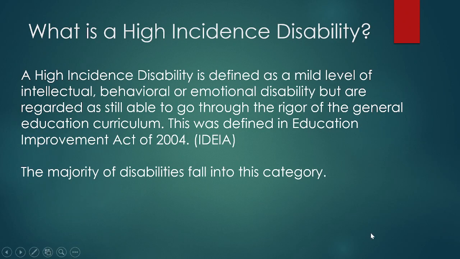So I guess the first thing we want to do is define high incidence disability. A high incidence disability is a mild level of intellectual, behavioral, or emotional disability, but you're still regarded as able to go through the rigor of the general ed curriculum. This was originally identified in the Education Improvement Act of 2004. And the majority of small disabilities fall into this category.